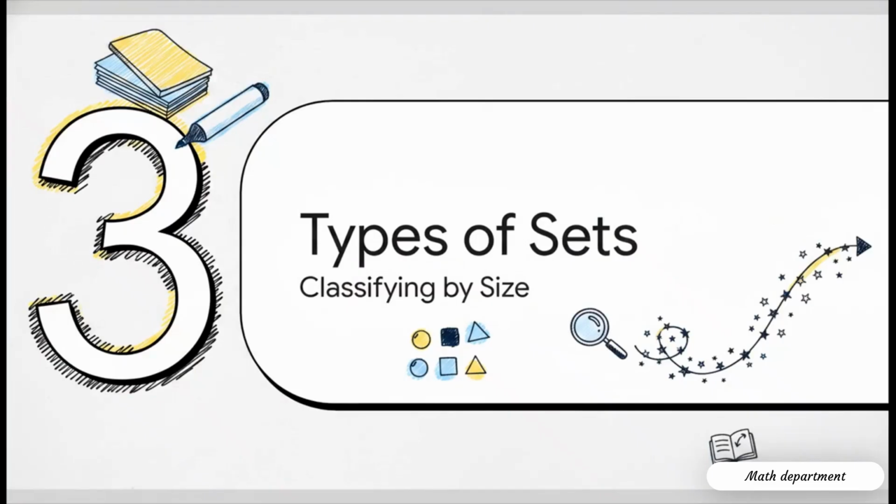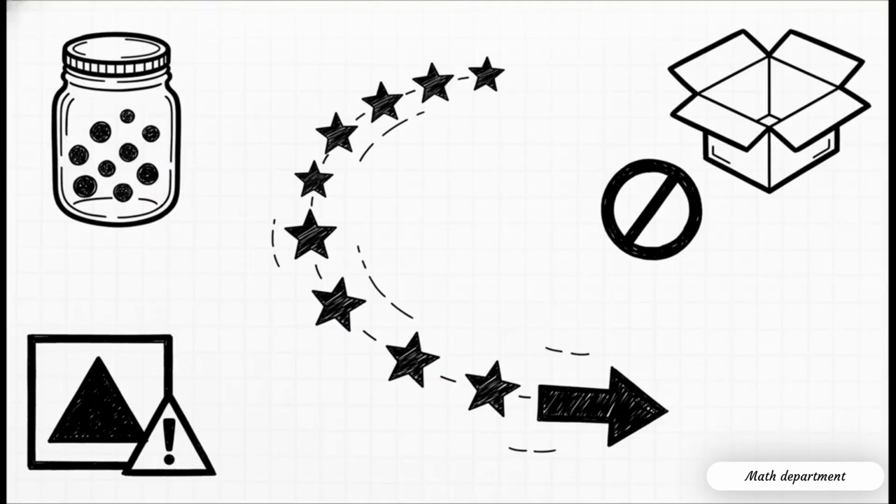Let's flip to the next page for types of sets, where we classify them by size. Sets generally fall into three main categories. Finite sets have an end. You can actually sit down and count them. Infinite sets? They go on forever, like all even numbers. Then we have the empty set, which literally contains absolutely nothing. We write it using empty braces or a circle with a slash through it, which is called phi.